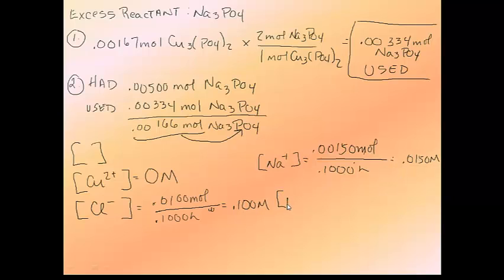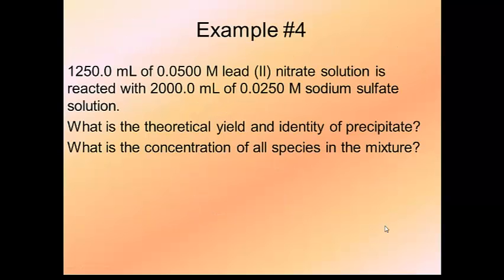And my last species is my phosphate. That is my excess ion, and according to above, I have 0.00166 moles of it left over in my volume of 0.1000 liters, and that gives me a phosphate concentration of 0.0166 molar. Example number 4, we are going to do this in the second part. That's the end of part 1.